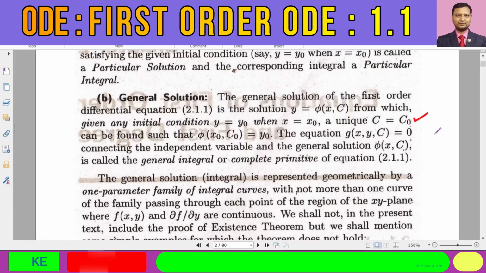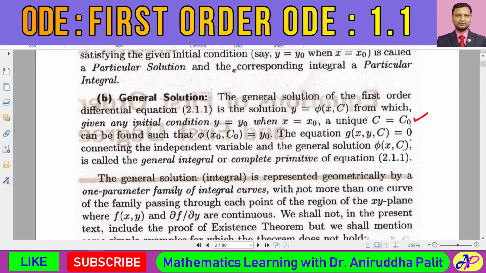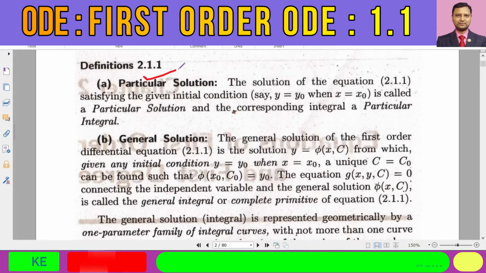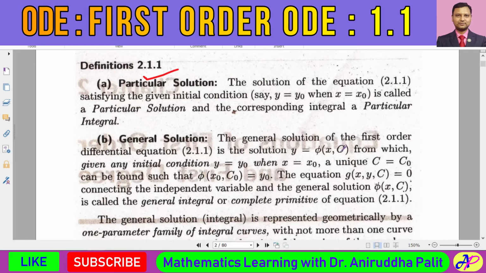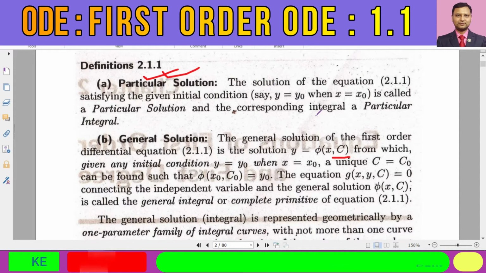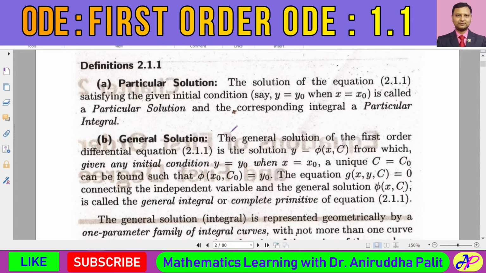And how do you compute the value of c0? By the help of a certain initial condition. Then after putting that particular value of c in this general solution, what we get is called a particular solution. After putting a certain definite value of this arbitrary constant, whatever we get is called particular solution. So particular solution can be obtained from this general solution, and there are other techniques as well by which you can also compute particular solutions. So these are the two main categories of solution that we need to discuss.